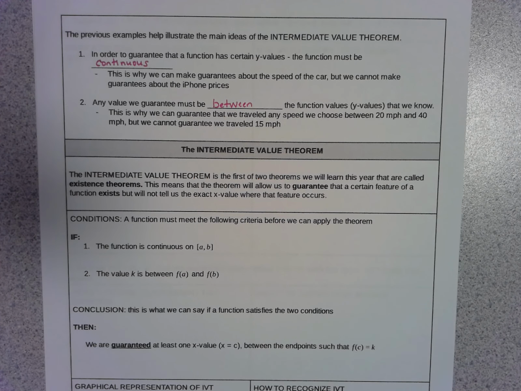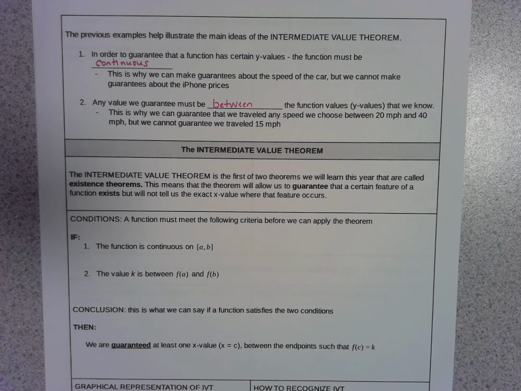The intermediate value theorem is the first of two theorems that we will learn this year that are called existence theorems. This means that the theorem will allow us to guarantee a certain feature of a function exists, but it will not tell us the exact x value where that feature occurs.